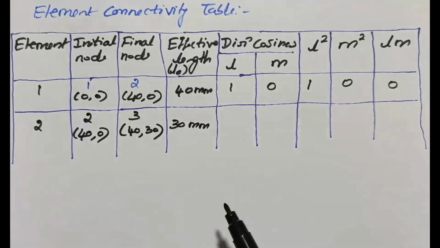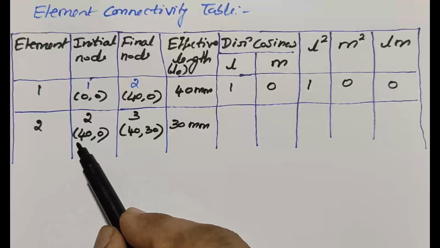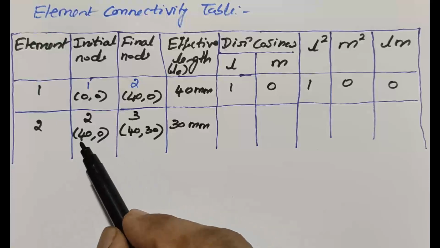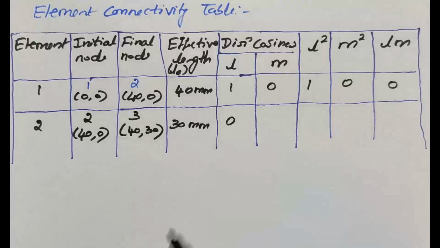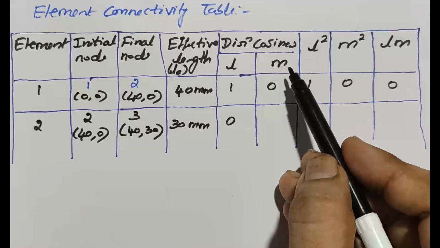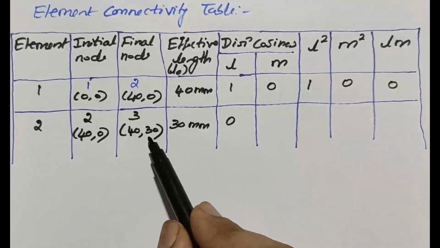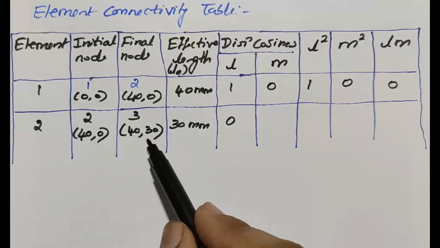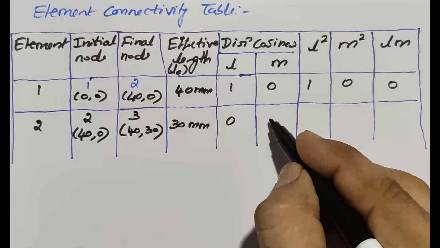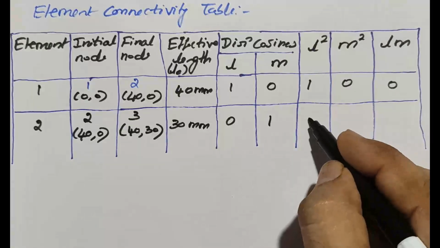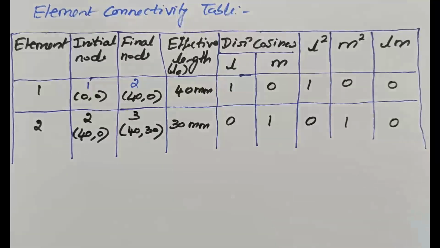So L is x2 minus x1 by LE. Here x2 is 40, x1 is 40. So 40 minus 40 is 0, divided by 30, it will be equal to 0. Next M. M will be y2 minus y1 by LE. y2 is 30, y1 is 0. So 30 minus 0 is 30, divided by 30, it will be equal to 1. L square will be 0, M square will be 1, LM will be 0.